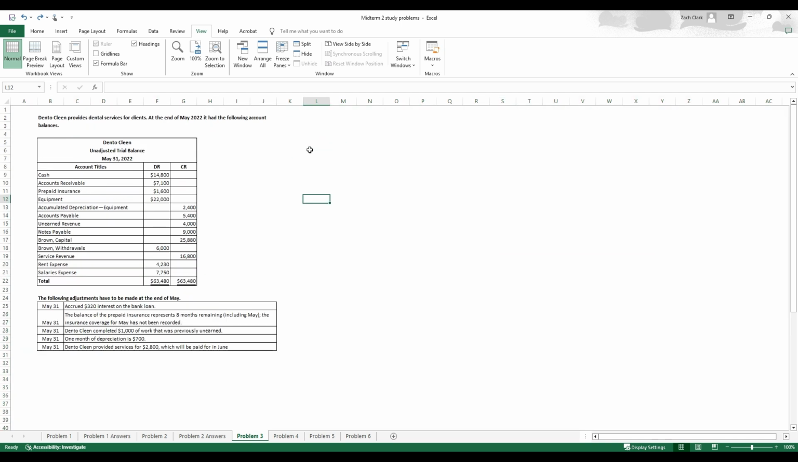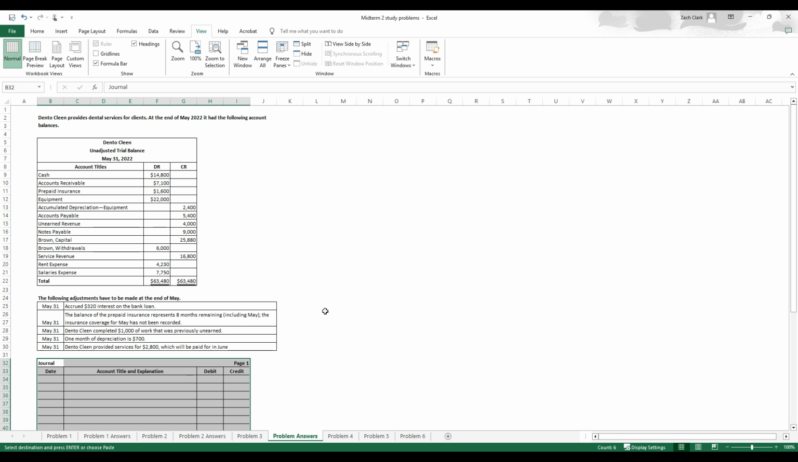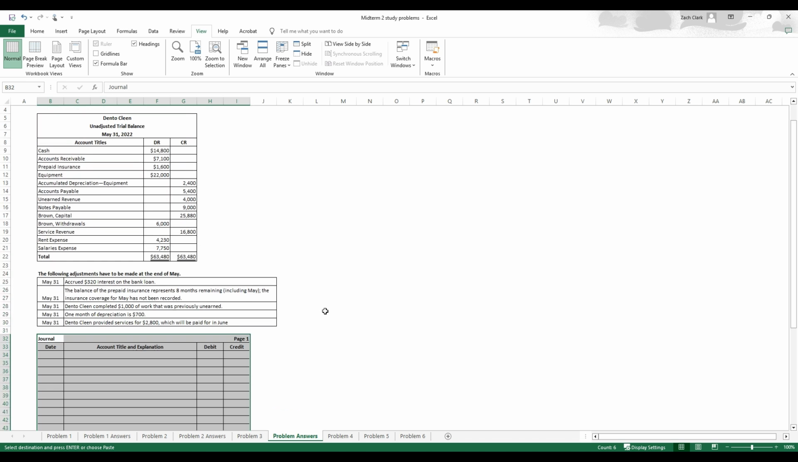Okay, so in problem number 3, it provides us with an unadjusted trial balance and it shows us some balances and asks us to make a number of different adjusting journal entries. So again, the first thing I'm going to do is make a copy of this tab. Paste that in. And we'll work through the problem.